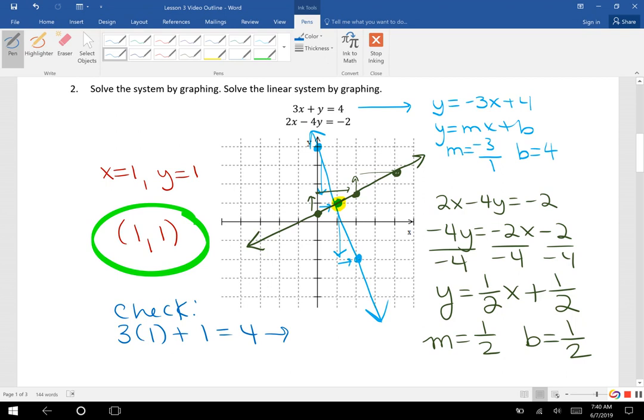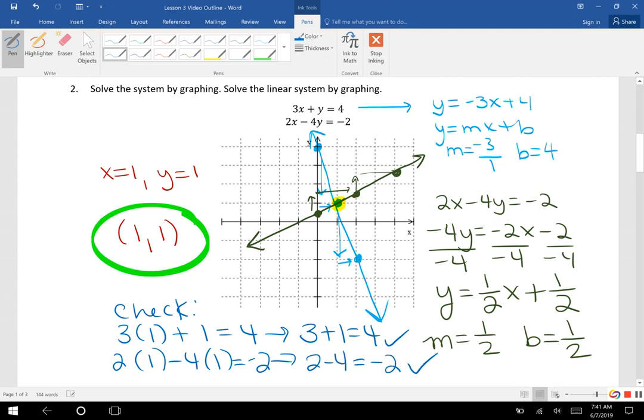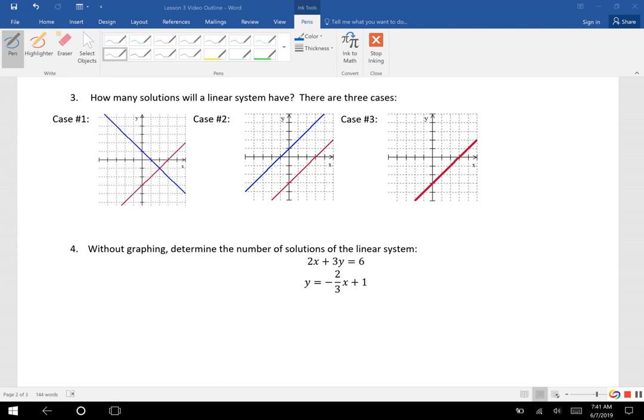If you plug (1, 1) into the first equation, yep, 3 plus 1 is 4. And if you plug (1, 1) into the second equation, let's see, we get 2 minus 4. Yeah, that works as well. That's negative 2. Again, you don't have to check your answers. Just a nice thing to do if you're working on, for example, a test and you have a little bit of extra time.